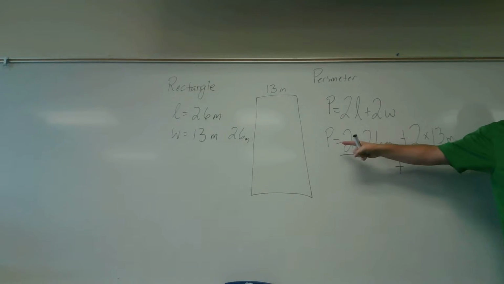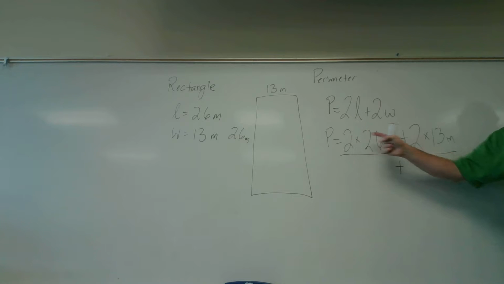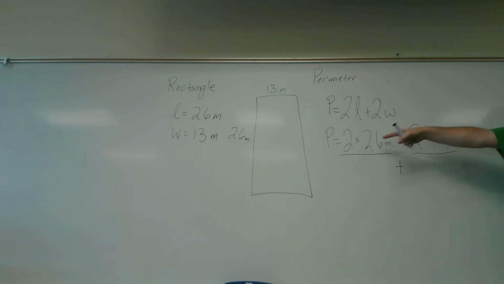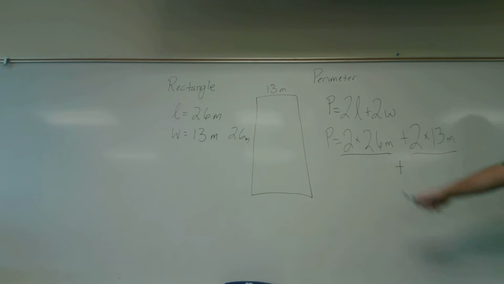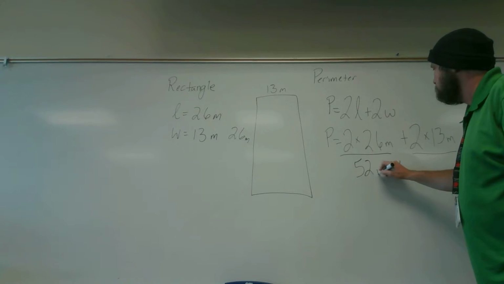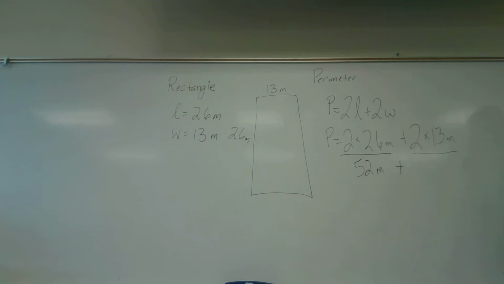It would say, which equation would you use to find the perimeter of this rectangle? And so 2 times 26 is what, Hannah? 52. So we have 52 meters. Plus 2 times 13 is what? Oh, let's go. Christopher. 26.